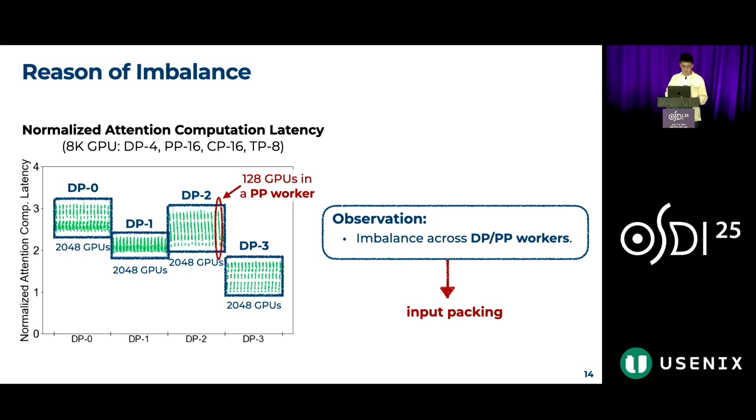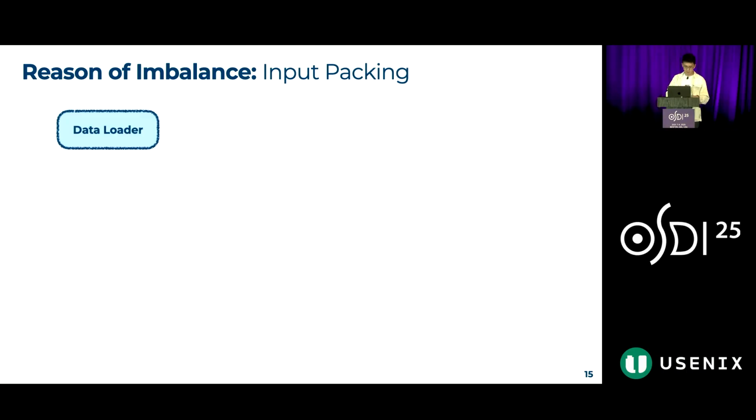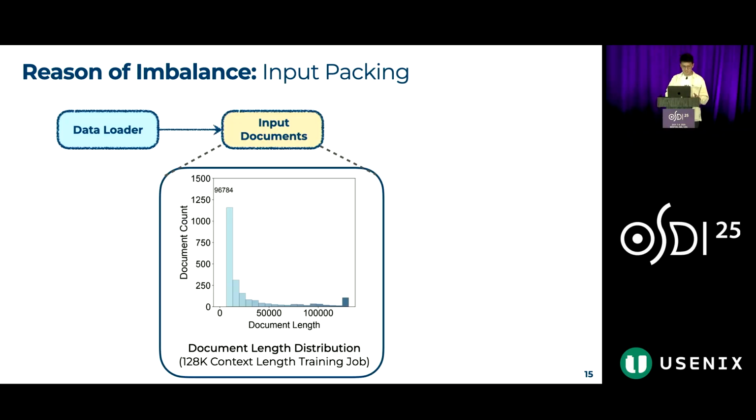This is caused by the process of input packing. The input packing works as follows. First, at each iteration, the data loader will sample input documents from the dataset. The documents have varying lengths. The figure shows the document length distribution of the training data. As we can see, most input documents are relatively short. There are some extremely long documents within the dataset.